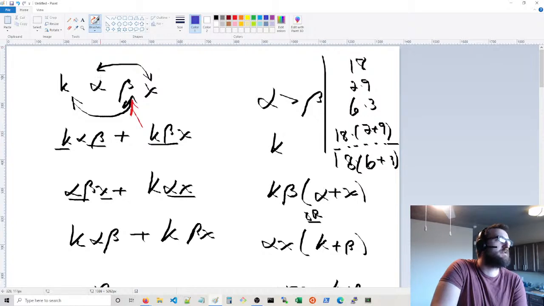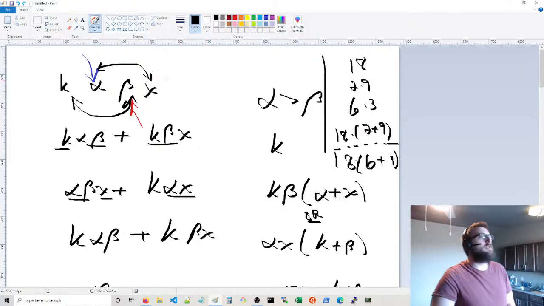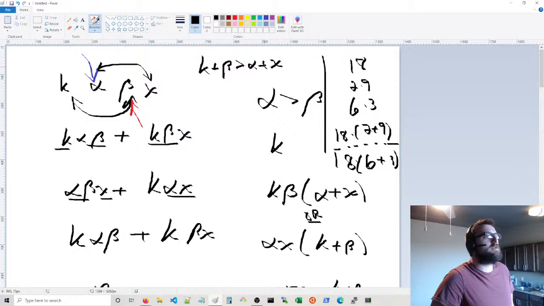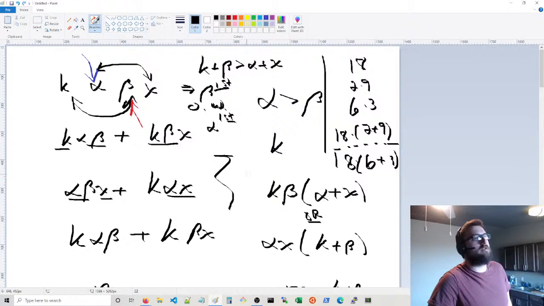And then this corresponds to taking alpha first. So if k plus beta is greater than alpha plus x, that implies beta first. Otherwise, alpha first, at least in this case, right? That's the kind of discerning maths you would do, I guess. And otherwise, if they're equal, it doesn't matter which one you take first.